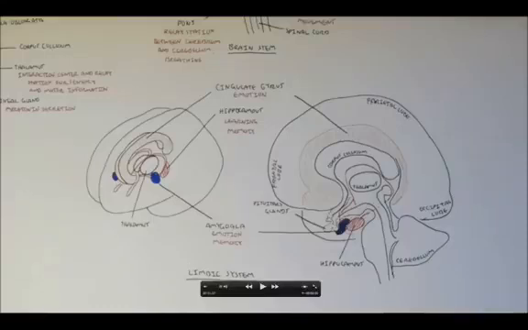In the next videos, I will look more closely at each system and the cortex and more deeply into the anatomy of the brain. But for the actual next video about the neurology, I will look into the cranial nerves.